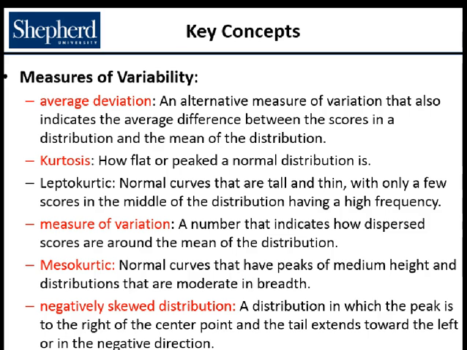Here we see some measures of variation. The range is the difference between the highest and lowest scores in the distribution. The average deviation is the average distance of all scores from the mean of the distribution, and the standard deviation is the square root of the average squared deviation from the mean of the distribution.